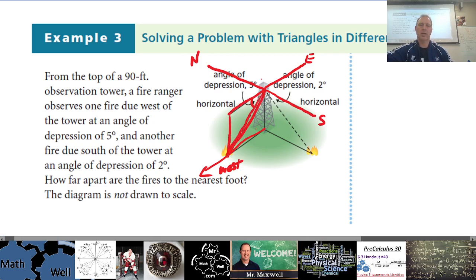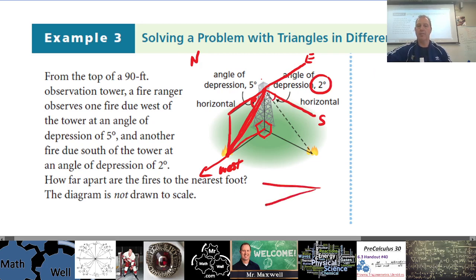Okay. Right here. That has an angle inside here of 5 degrees. Now, also, another fire is due south of the tower. That's handy. Because why? Because this is a right angle right here. From the top of the tower, this is also a right angle, and this is also a right angle. And so we have another fire that's at a different angle of depression of 2 degrees going down. Okay? So if I were to draw this on a flat piece of paper, it would look something like this.